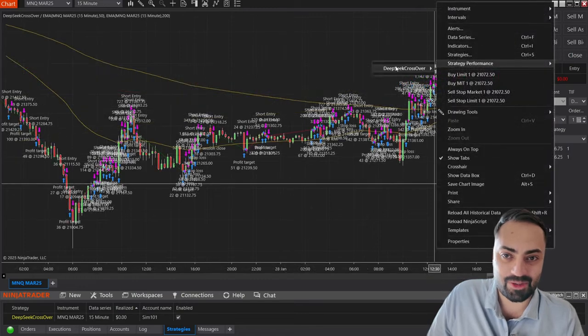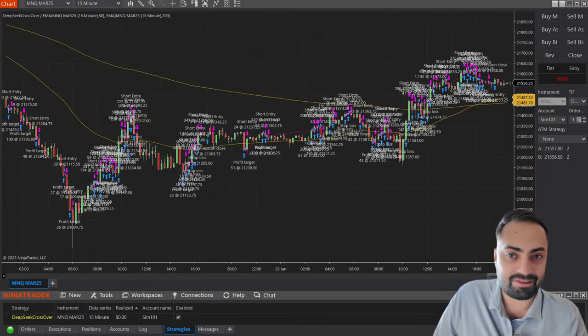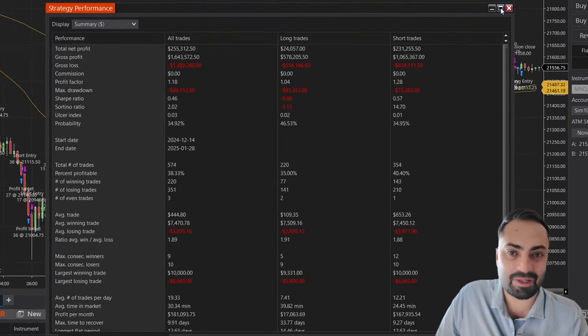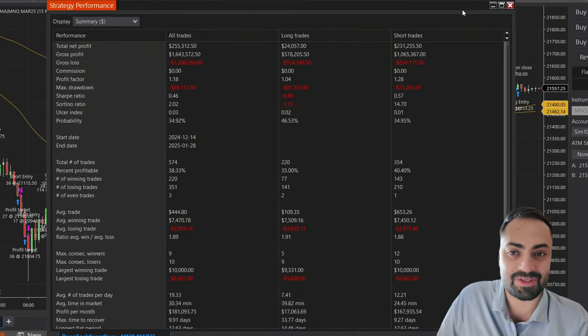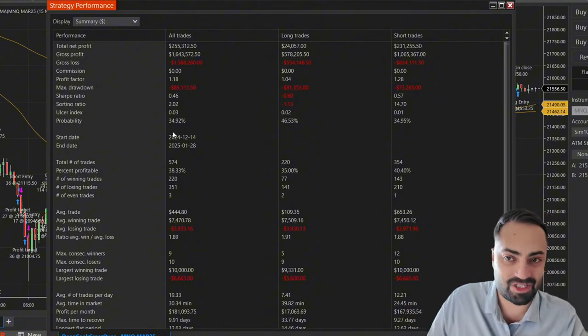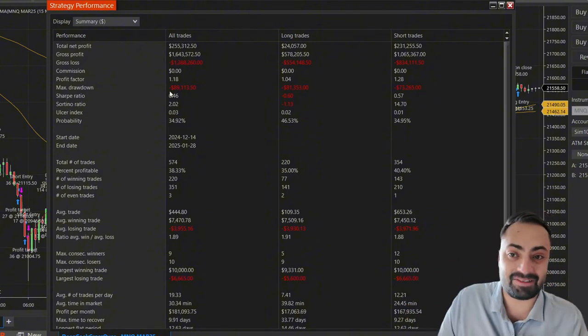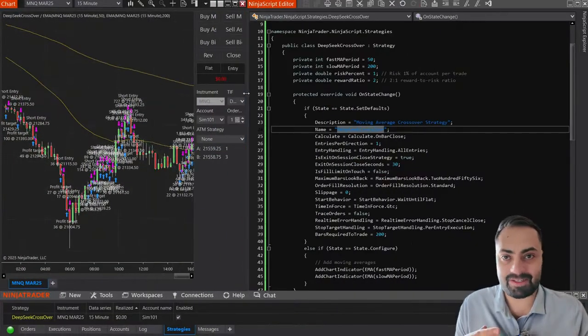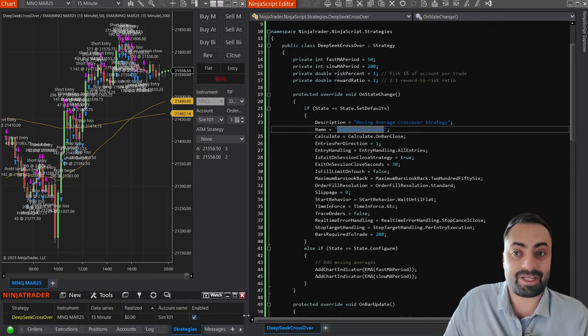And let's just pull up the historical performance just for a laugh. And look at all these profits. Don't believe these results. These results are not realistic at all. There's no commissions, and that is an insane drawdown. Let me put these away. Anyways, let's take a look at the code and see if we can figure out what is happening.